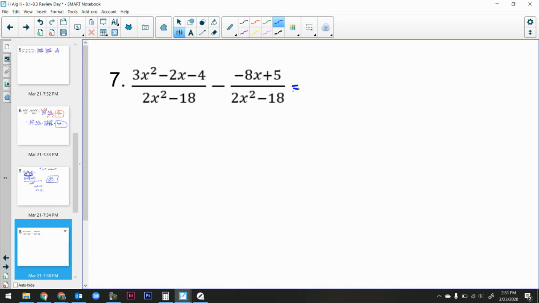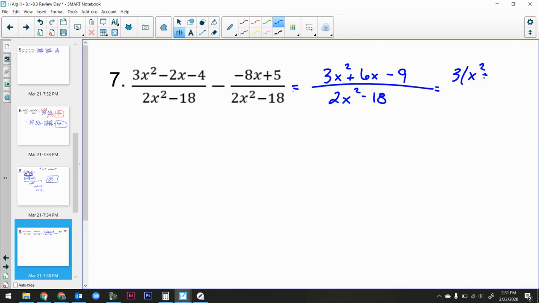Okay. Oh, sweet, common denominators. This gets us a 2x squared minus 18 on the bottom. So I get a 3x squared minus nothing. Negative 2 minus negative 8, so negative 2 plus 8, that would be a 6 on top. Negative 4 minus 5, so minus 9. Look, I can factor out a GCF in the numerator. Right? Just double check that. 3x squared minus nothing. Negative 2 plus a 6. Yeah. So I get a 3.